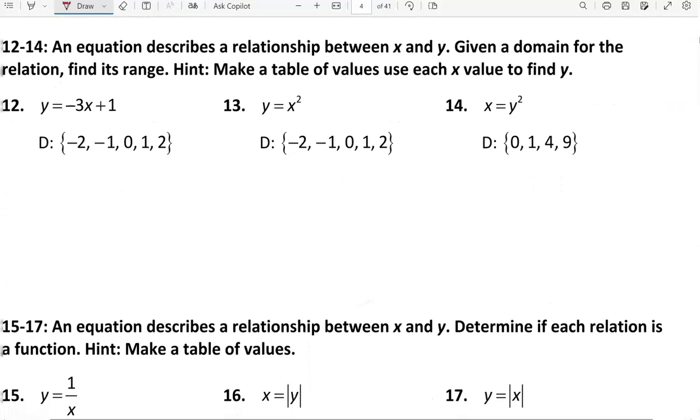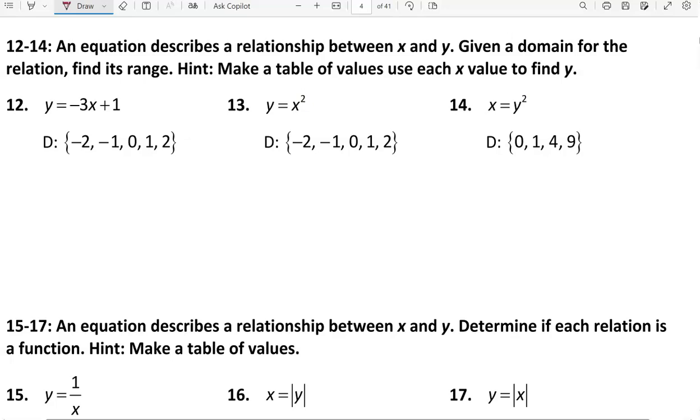All right, in number 12 through 14, we have a relation between x and y. We're going to find the domain. Given the domain, we're going to find its range. And the hint is we're going to make a table of values and use each x to find the y. So for this particular relation, when x is -2, then y is -3 times -2, or 6, plus 1, which is 7.